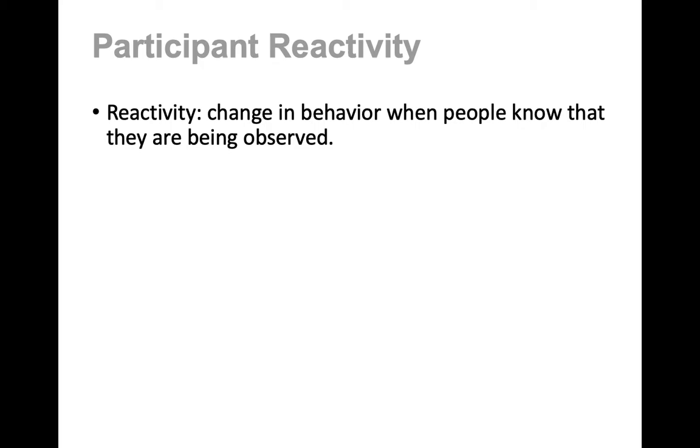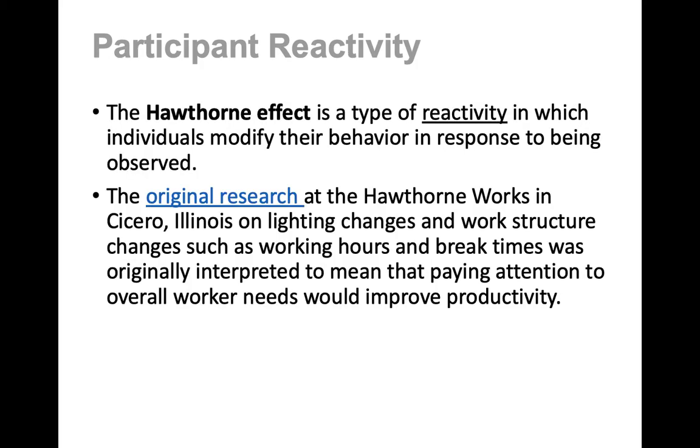In addition to observers having bias, it's also the case that participants can change their behavior when they know that they're being observed. And this is called reactivity. The Hawthorne Effect is a special type of reactivity in which individuals modify their behavior in response to being observed. In the original research at the Hawthorne Works in Cicero, Illinois, changes in lighting and work structure were studied, as well as changes to working hours and break times. It was originally interpreted to mean that paying attention to overall worker needs would improve productivity.